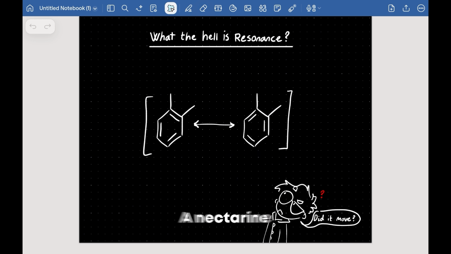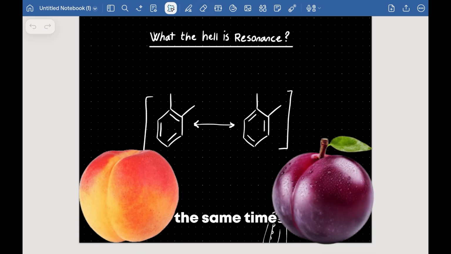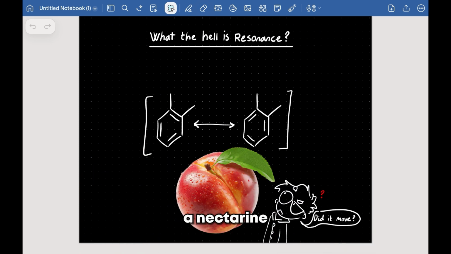Important clarification, a nectarine does not switch back and forth every second like, today I feel peachy, no wait, plum energy. A nectarine is a nectarine all the time. A picture of just a peach isn't enough, a picture of just a plum isn't enough. But when you imagine both at the same time, you actually understand what a nectarine looks like.